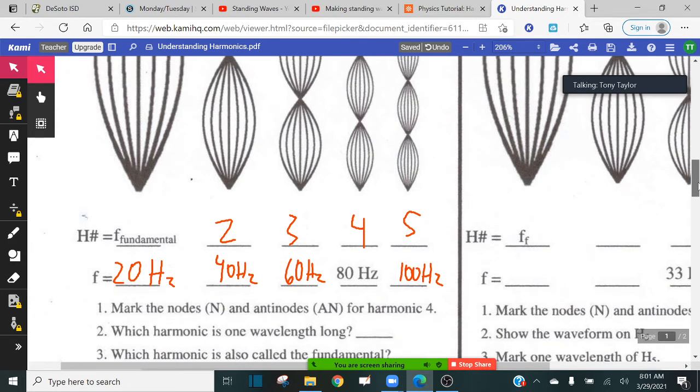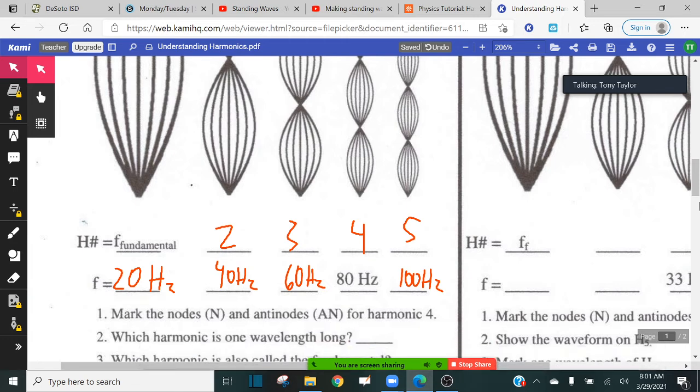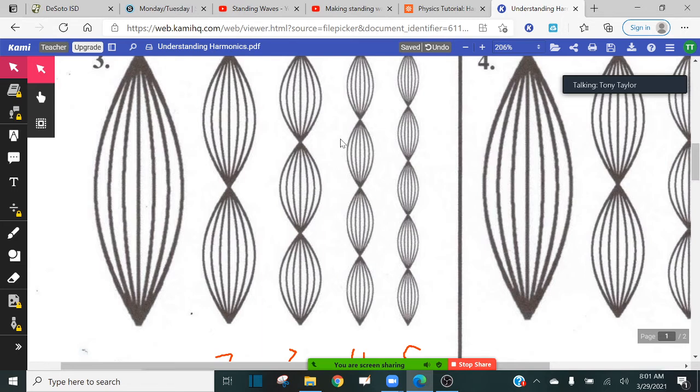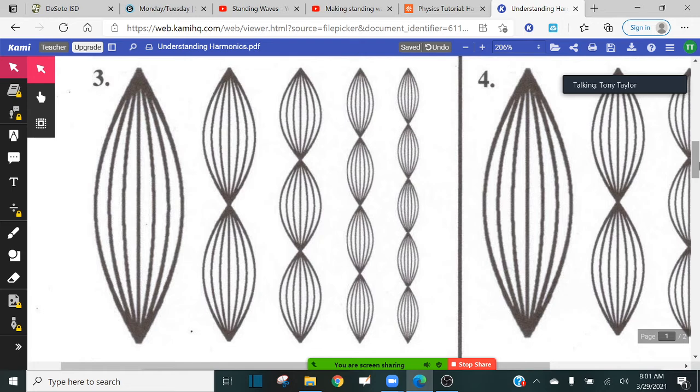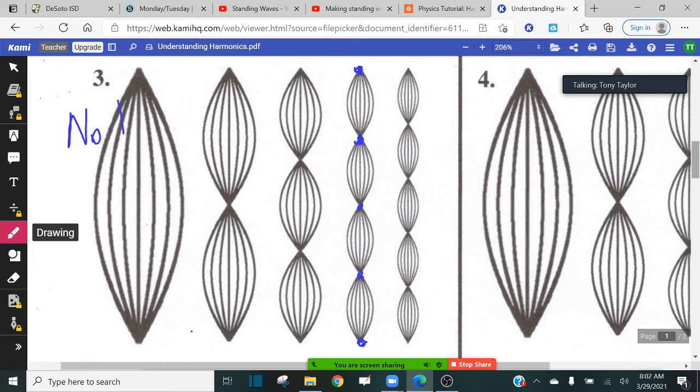Look at number 1. Number 1 says mark the nodes and the antinodes of the fourth harmonic. Okay. So guys, look here at the fourth harmonic. If I had to mark the nodes, I would have a node here, a node here, a node here, a node here, and a node here. Remember what a node is. The node, that's the point of no displacement.